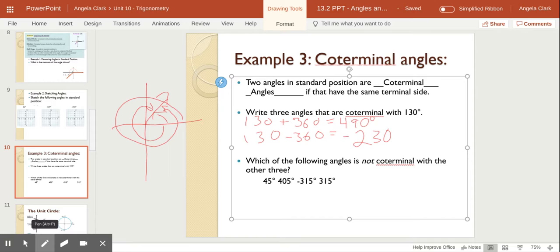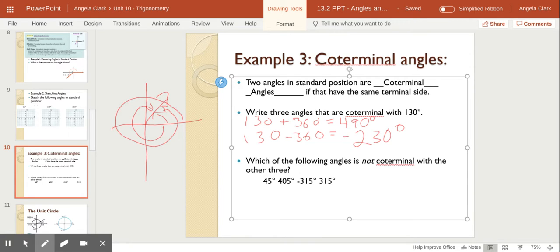And then I'm looking for a third one, right? I can either subtract 360 again, or I can add 360 again. I can do that as many times as I want. I can keep adding 360, I can keep subtracting 360. It doesn't really matter. Either one I do, I'm going to keep getting coterminal angles because adding and subtracting 360 does not change the position of the angle.